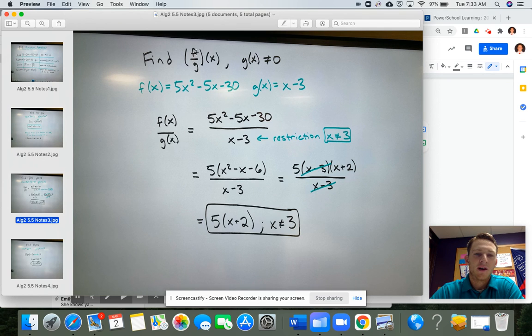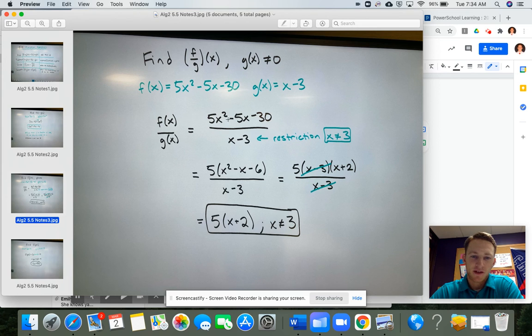Here they want us to find f divided by g. So obviously you cannot have a 0 on the bottom of a fraction, so g of x cannot equal 0, so that would be a restriction. F of x is 5x squared minus 5x minus 30, whereas g of x is just x minus 3. So when we divide, our fraction is going to be 5x squared minus 5x minus 30, all over x minus 3. So this tells us, since the bottom of our fraction cannot be 0, x cannot be 3 because 3 minus 3 would be 0. So we have this restriction right here.